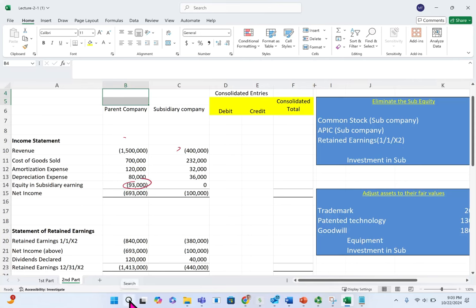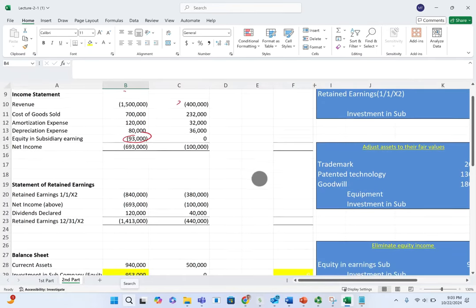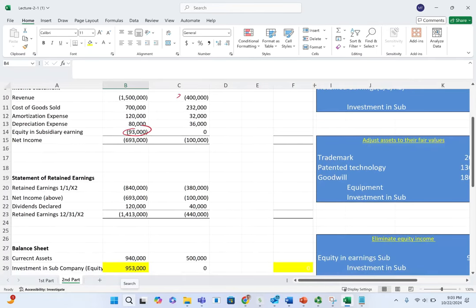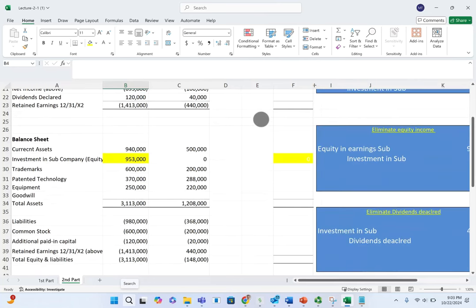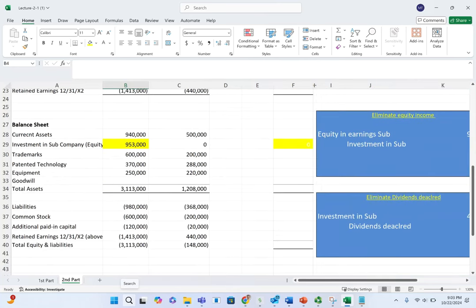Okay, so hopefully so far we are following. What do we need to do next? The first thing we are going to do is eliminate the equity of the sub. What is the equity of the sub? The equity of the sub are the retained earnings, which is 380,000, the additional paid in capital and common stock.